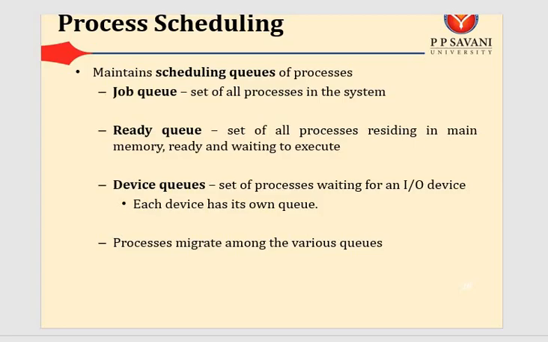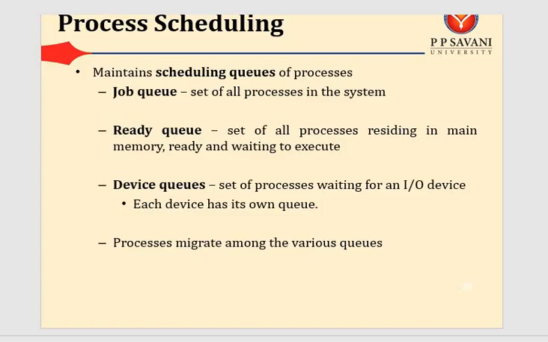So process scheduling maintains multiple queues. The first queue is the job queue. It is the set of all processes in the system. The second one is the ready queue, the set of all processes residing in main memory, ready and waiting to execute. The third one is the device queue, which is a set of processes waiting for an input and output device, and each device has its own queue.